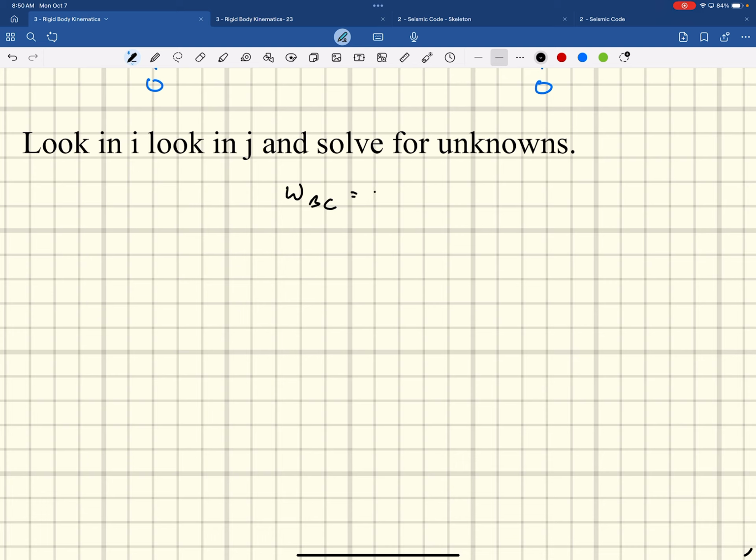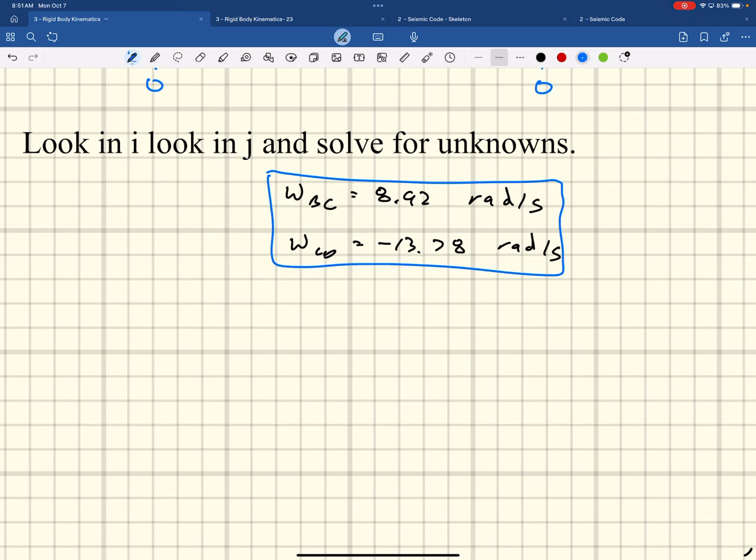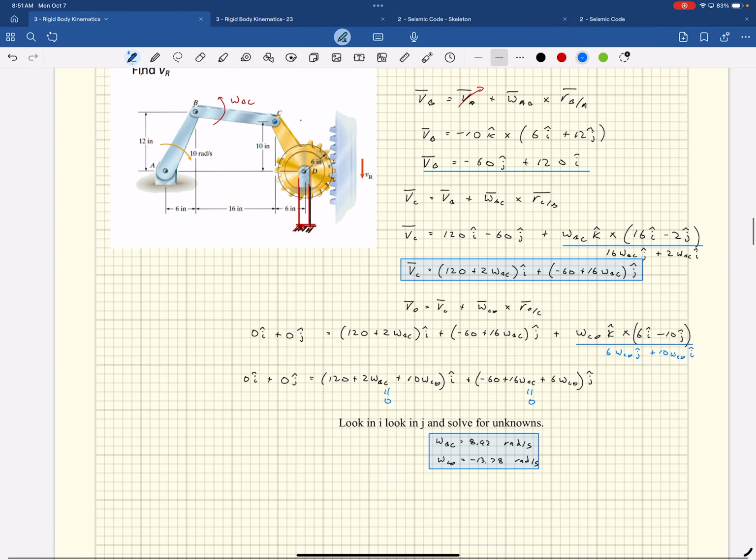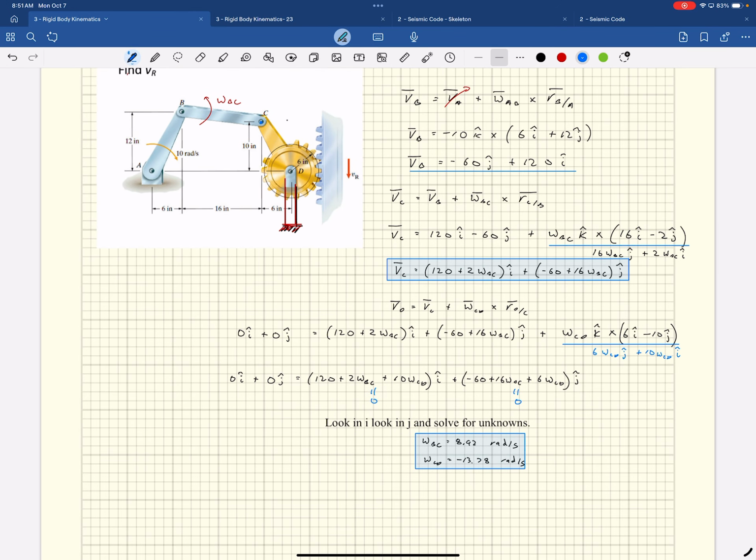is equal to 8.92 rads per second, and omega CD is equal to negative 13.78 rads per second. We made the assumption above that CD was going to be positive, in the positive K direction. But now omega CD turns out to be negative, so it actually is going the other way, which our intuition would say.